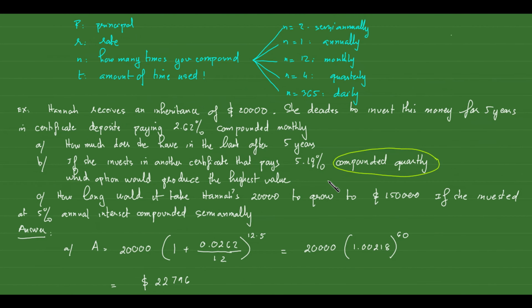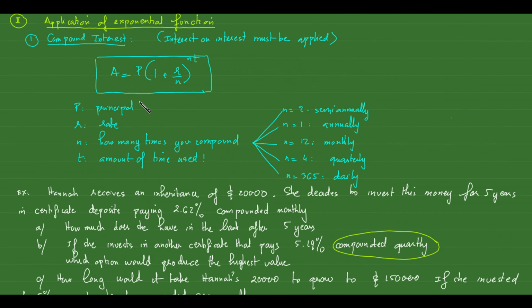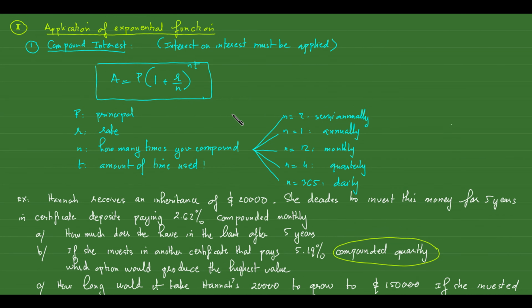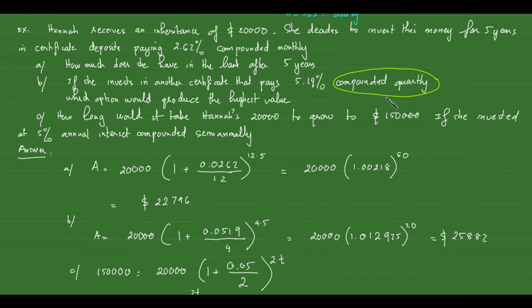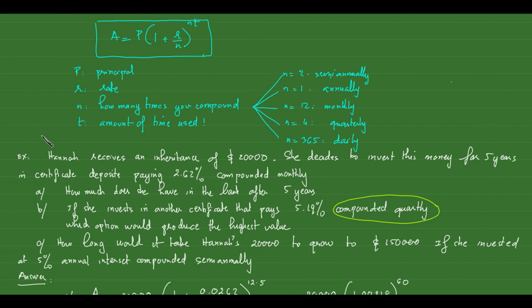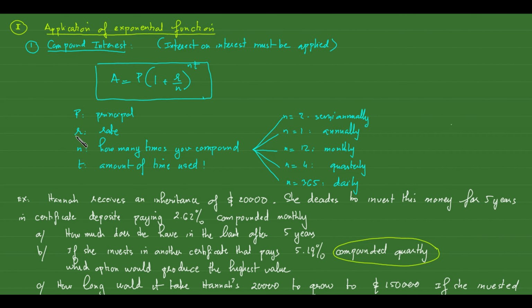So that's why I really love the application of the exponential function, because it helps you understand how life is working, the realities of what is going on outside mathematics. You understand more how the bank works. That's what it is. Okay, so that's the first example for compound interest.